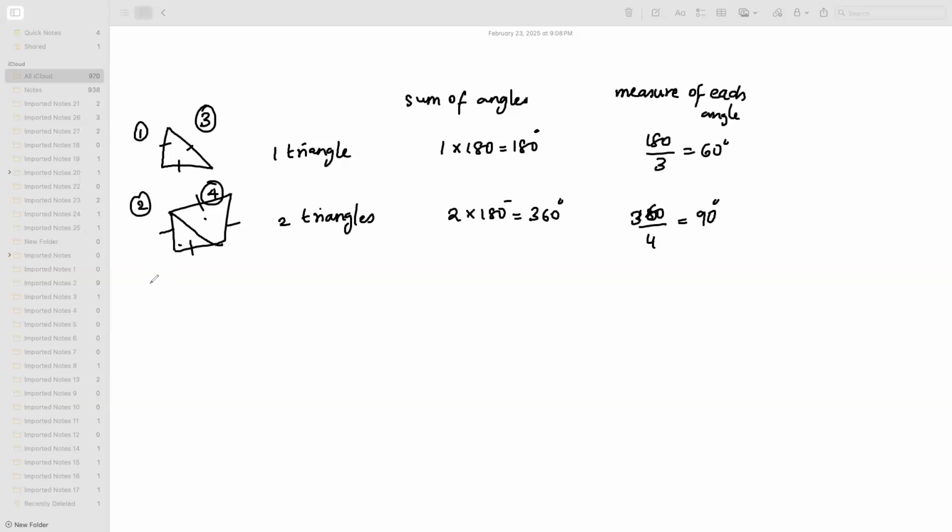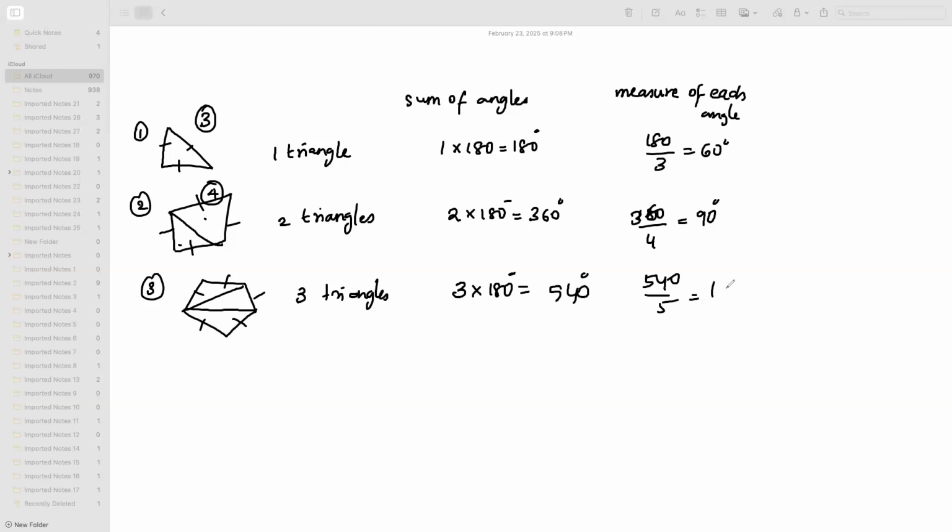Now, let's go to a pentagon. 1, 2, 3, 4, 5. Let's consider it's a regular pentagon. How many triangles are there, Akash, in this? 3 triangles. What is the sum of the angles in each triangle? 180. So 3 times 180 would be 540. Each angle would be 540 divided by 5, which is 108. Guys, you'll have to memorize all of this.